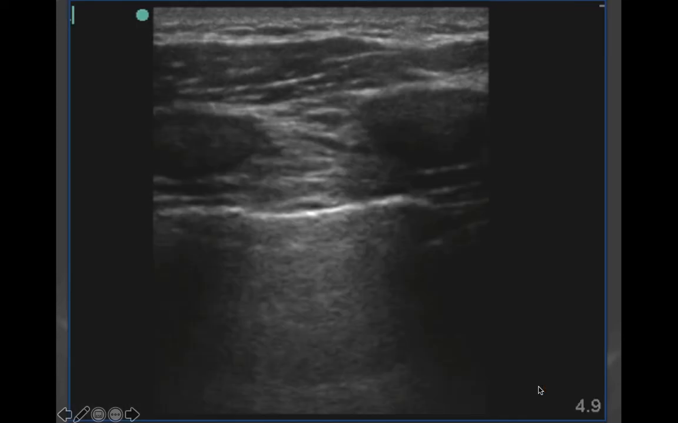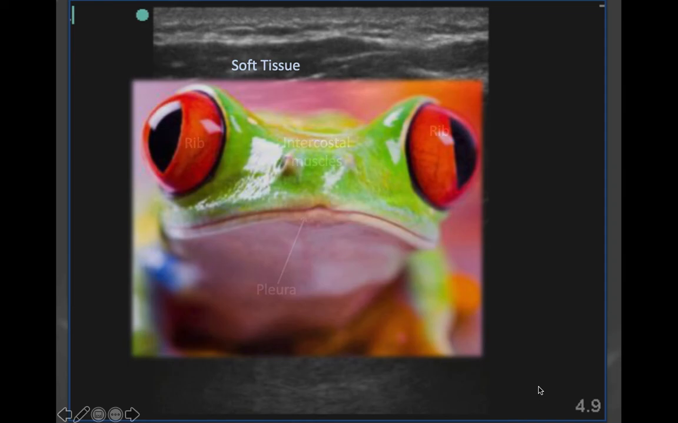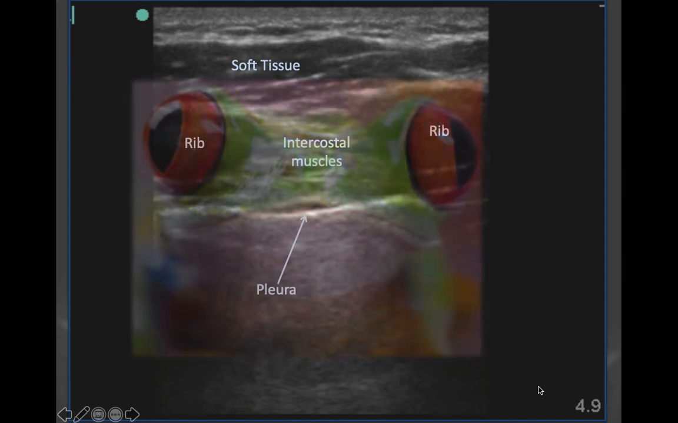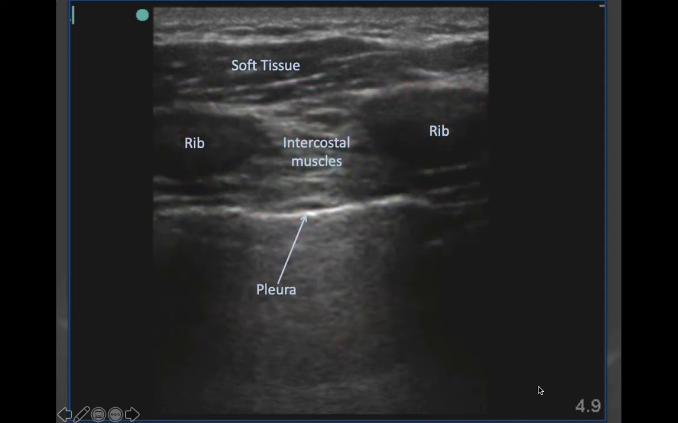Here's a normal lung picture on ultrasound where the probe indicator is to the patient's head. The ribs appear in cross-section as hyperechoic ovals with distal shadowing. The pleura appears as the hyperechoic line in between the two ribs. Some people have described this as a little frog on a lily pad, with the frog's eyes being each of the ribs and the pleura being his little froggy mouth. Do you see it?